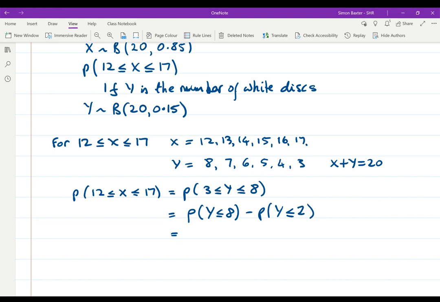Looking in the tables, we get Y less than or equal to 8 is 0.9987. Take away less than or equal to 2, 0.4049, which gives us 0.5938. Again, to 4 decimal places, because we are using the tables.